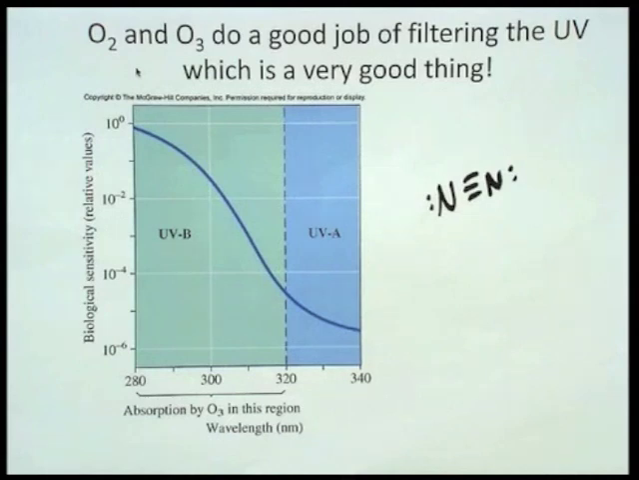All right, so this is just to show you that yes, within the UVB region it is very damaging, and it's a good thing that we are filtering out that UVB radiation. The UVA makes it down, but it's not such a big deal because it doesn't do as much damage.